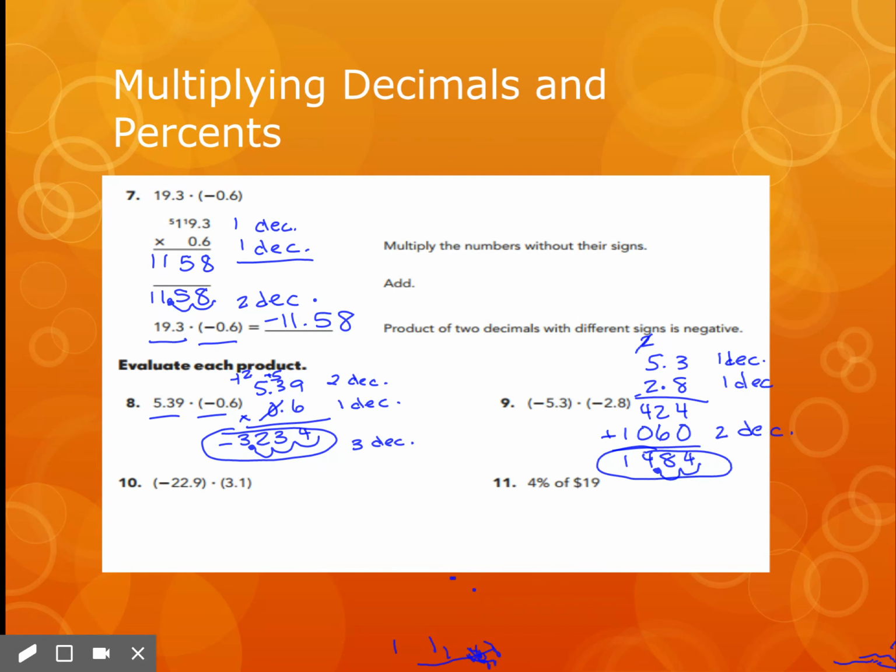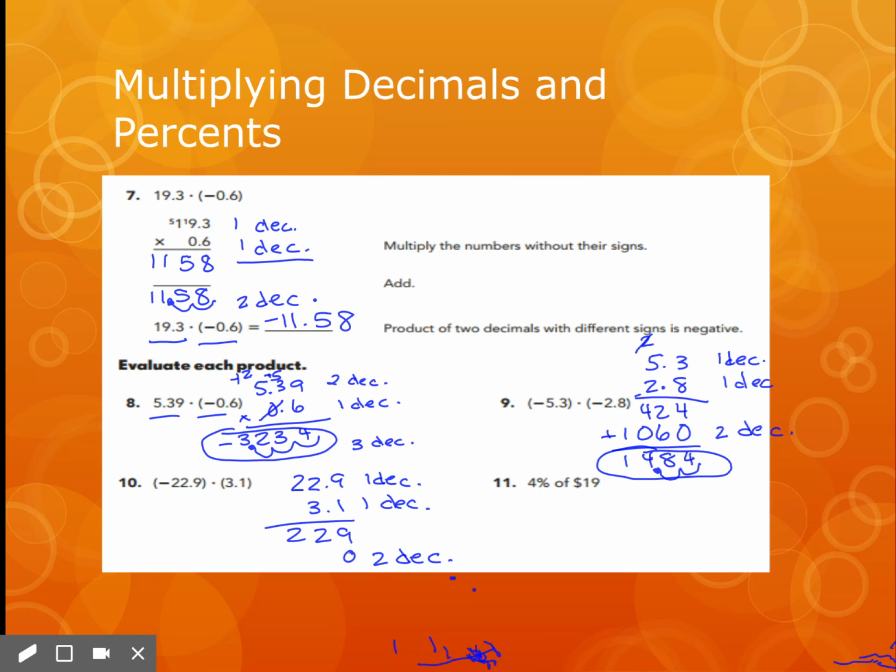For 10, I have negative 22.9 times 3.1. So 22.9 has 1 decimal. And 3.1 also has 1 decimal. So my answer will have a total of 2 decimal places. Now I'm just multiplying through. 1 times 9, 1 times 2, 1 times 2.